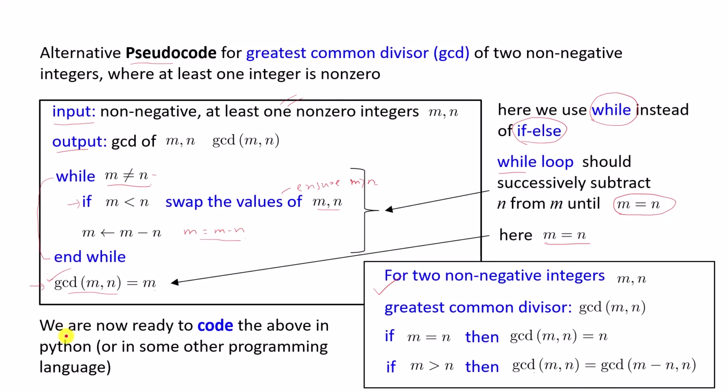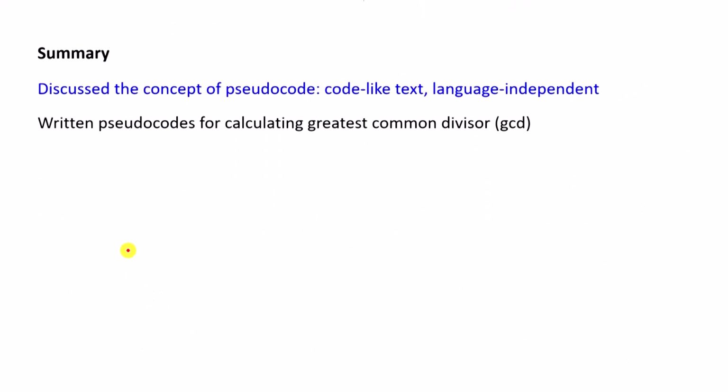We can now actually code this in an actual programming language, let us say in Python or some other programming language. The idea is that we'll simply copy this pseudocode into a programming language and then bring in the language-specific features and syntax here. I'll show you how to do it in the next lesson.